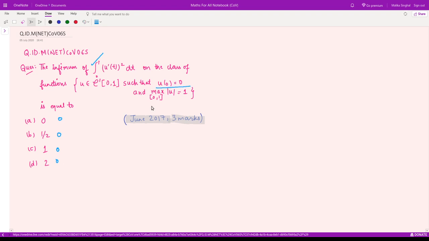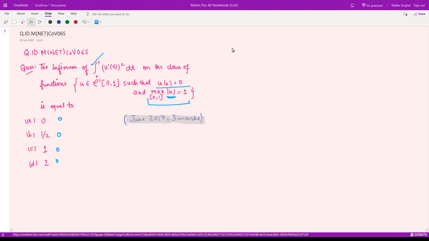u at 0 is equal to 0, and the maximum value of the modulus of u is equal to 1, right? So let us get started.